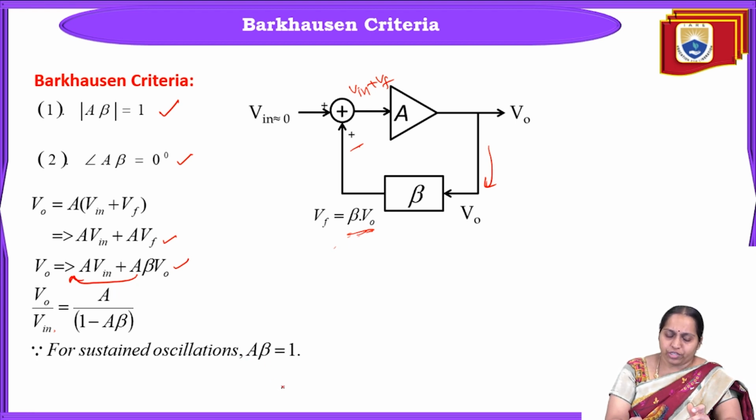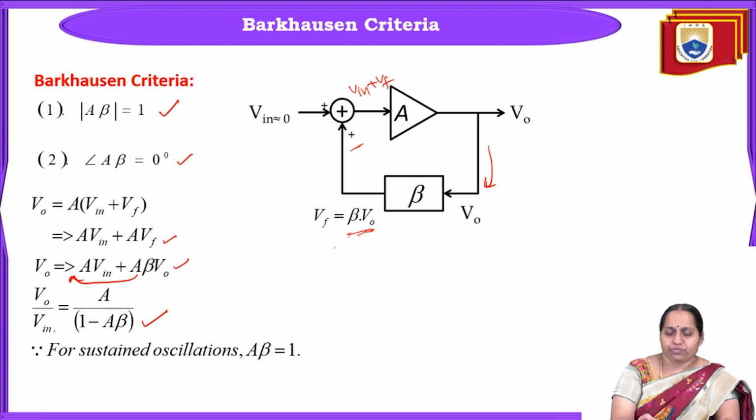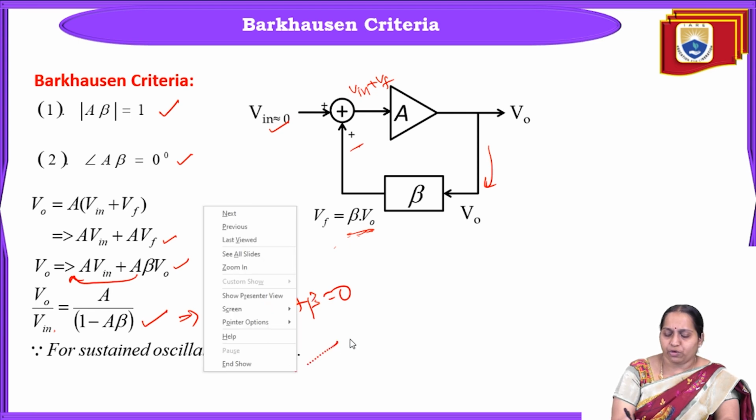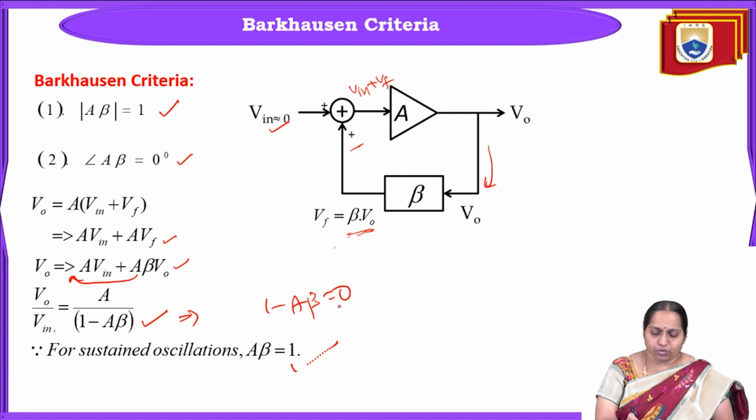So for sustained oscillations, we need A beta equal to 1. Because for oscillators we are giving V in equal to 0. V in equal to 0 implies V naught by V in equal to A by 1 minus A beta. V in should be equal to 0 means what does it imply? 1 minus A beta should be equal to 0, or simply A beta will be equal to 1.